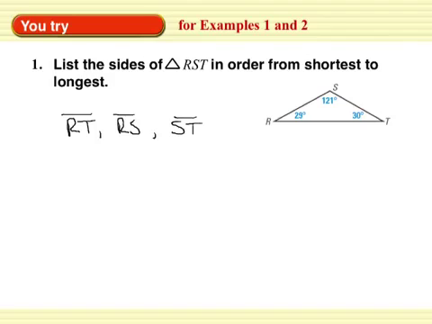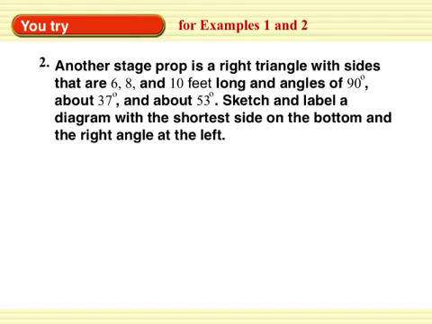Alright, there you go. The biggest angle was S, so that's the biggest side, RT. The next biggest angle was T, so there's RS. The smallest angle is R, so ST is listed last. Another stage prop is a right triangle with sides that are 6, 8, and 10.